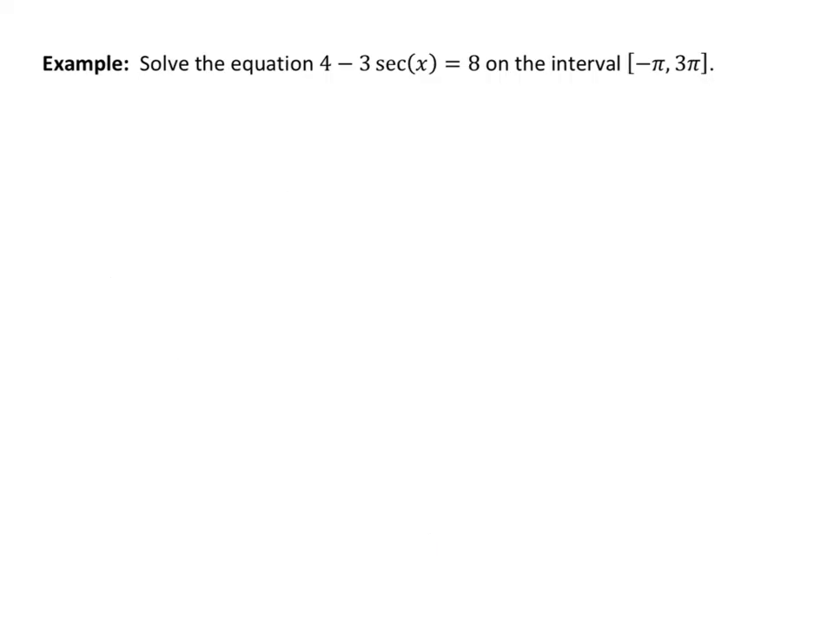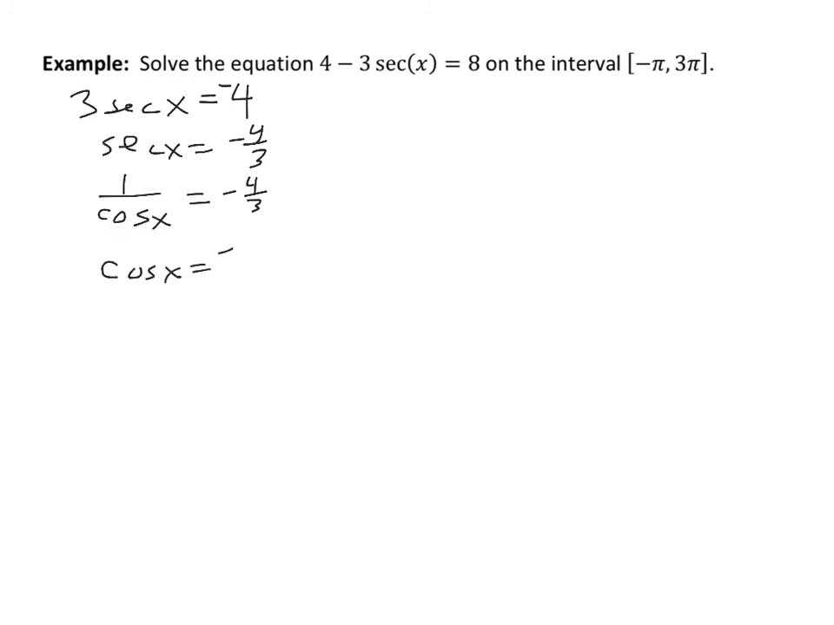Here we have one last example where you can try this on your own. So the first step here is going to be moving these things around. I'm seeing this to be 3 secant x equals 4. Looks like that's actually negative 4, and that means that secant x is negative 4/3. We remember that secant x is 1 over cosine x, and then we can reciprocate to find that cosine has to be negative 3/4. Okay, so at that point we're set up and ready to solve this thing.